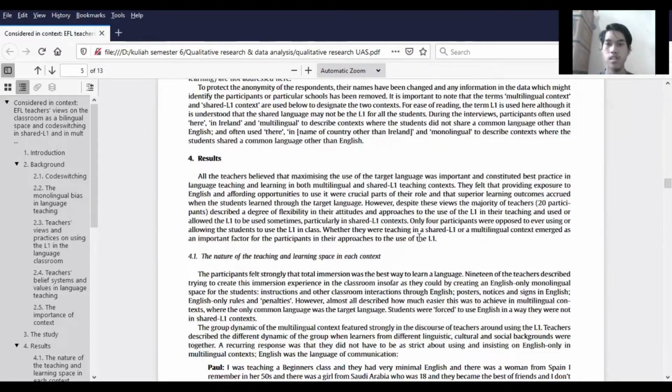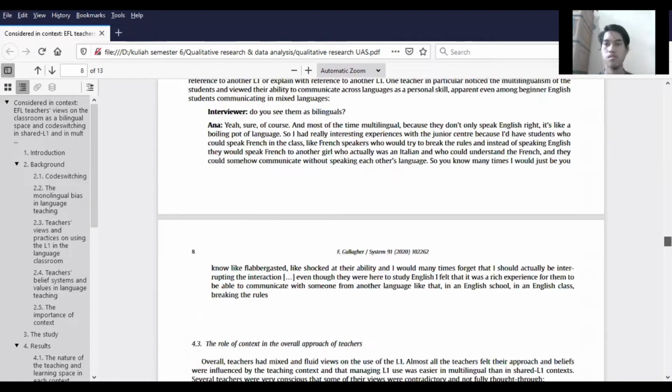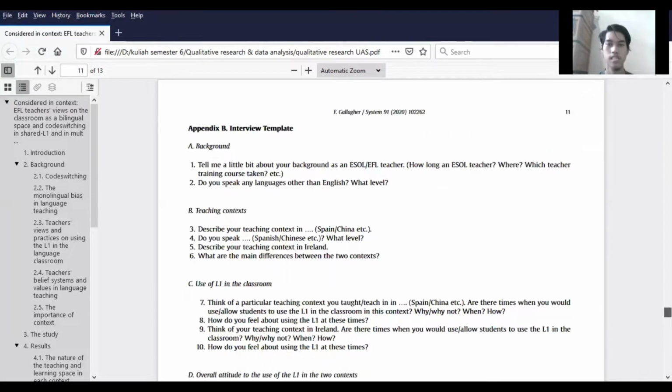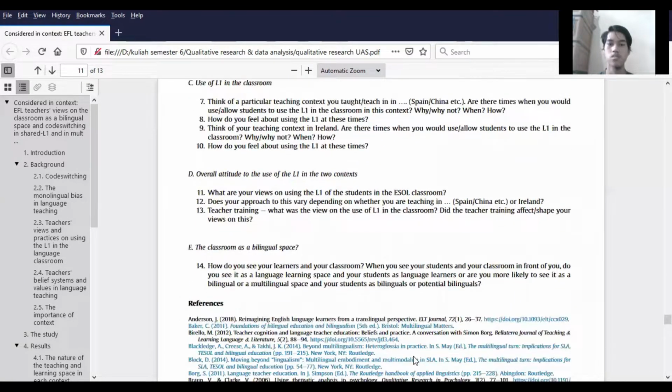In here, I will show you the instrument that the researcher used to interview the interviewees. So in here, you can see the appendix or the instrument. So this is the interview template. As you can see in here, this is the interview template that the researcher used. There are 5 sets of open-ended questions. The first is background, teaching context, use of L1 in the classroom, overall attitude to the use of the L1 in the two contexts, and the last is the classroom as a bilingual space.